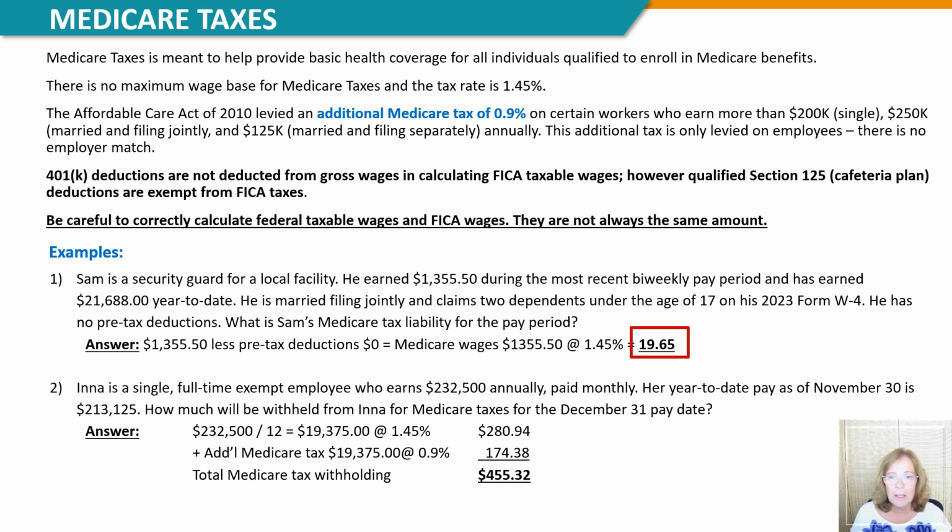In addition, the Affordable Care Act of 2010 levied an additional Medicare tax of 0.9% on certain workers who earn more than $200,000 single, $150K married and filing jointly, and $125K married and filing separately annually. This additional tax is only levied on employees. Employers do not pay this additional percentage. Our textbook is only using a threshold of $200,000 for simplicity.